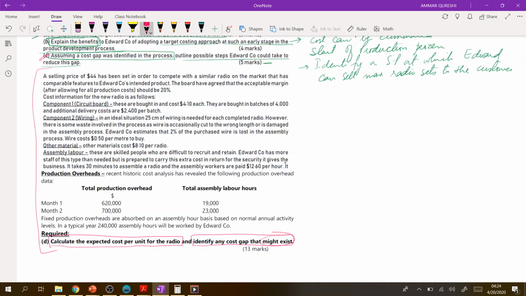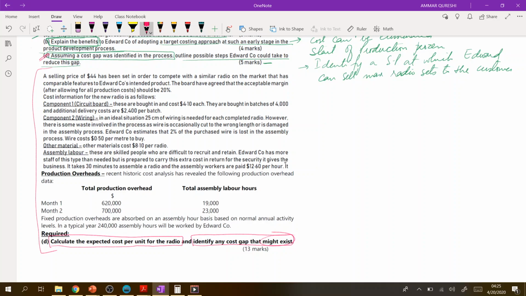Usually this is something which is in students' minds, that whenever target costing questions come in the paper, we always find some targeted cost gap, right? That is not the situation all the time, right? So let's start with this question.